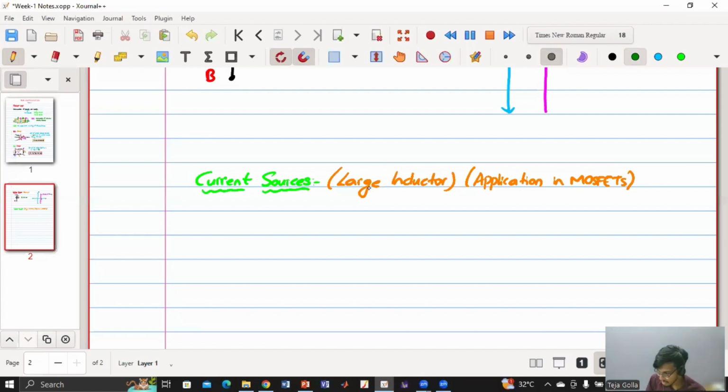So current sources can be drawn like this. An arrow within a circle shows that it's a current source, and this is A, B, say this is 5 amperes. Okay. Sir, what is meant by MOSFET?